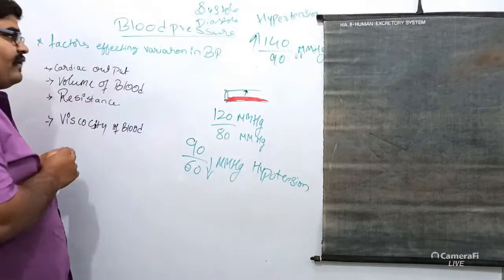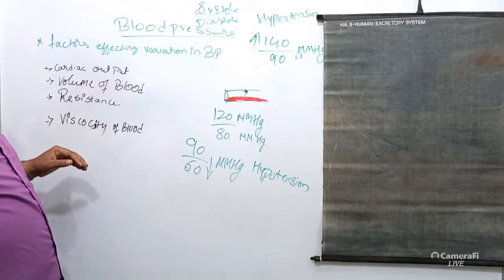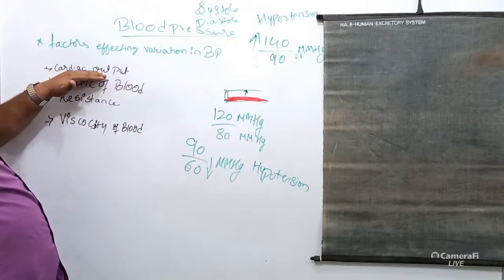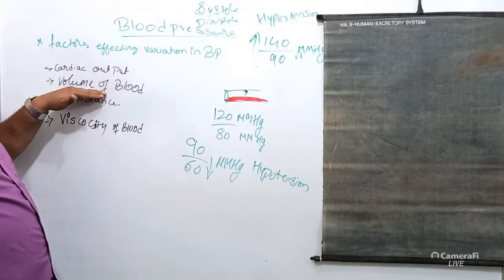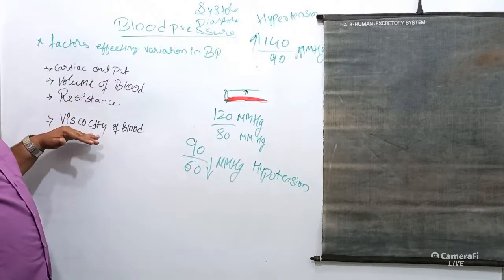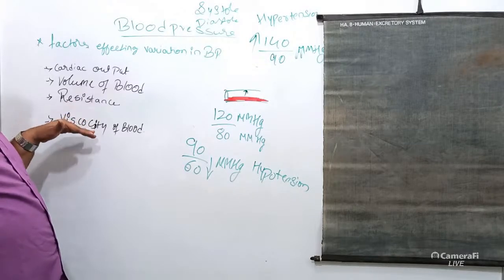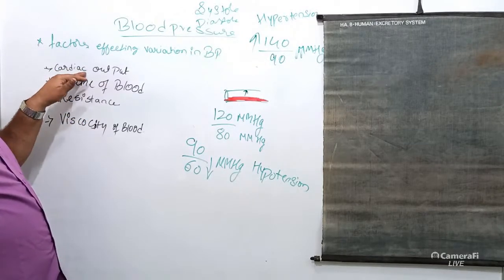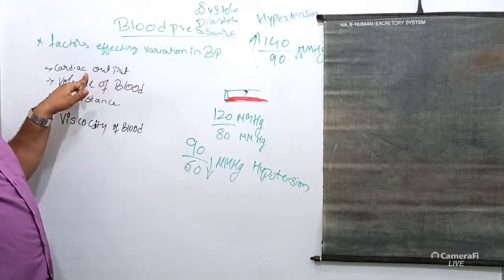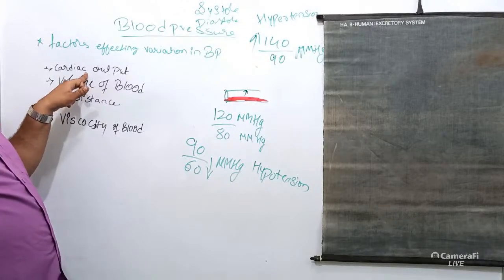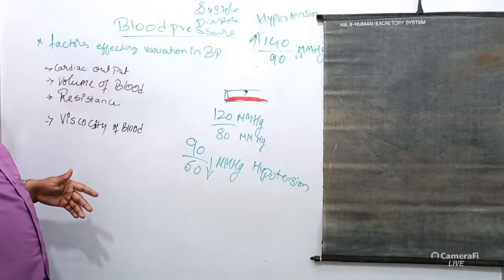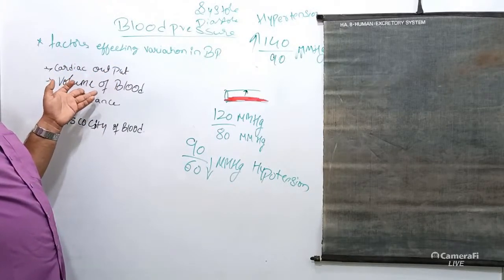So these are all the factors which are affecting blood pressure in human beings: cardiac output, then volume of the blood, then resistance, then viscosity of the blood. We'll only focus on the resistance and viscosity. Cardiac output is also essential. How much blood is pumped is also essential, and it is also varying. It is also causing some sort of disorders in the BP ranges. Then volume of the blood is also important.